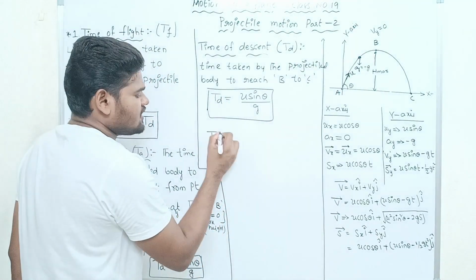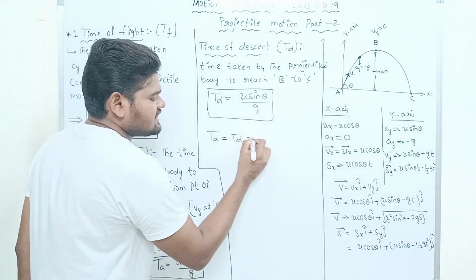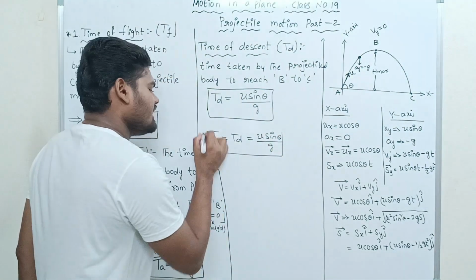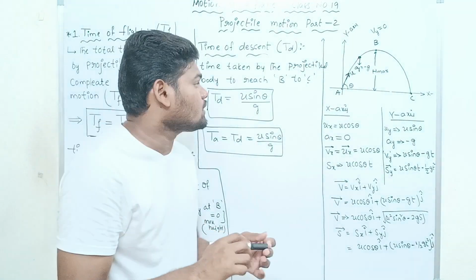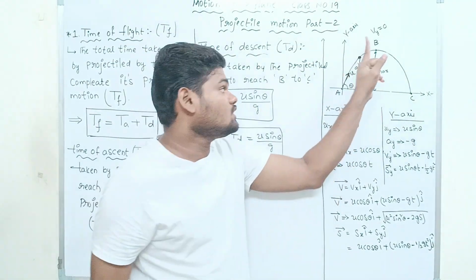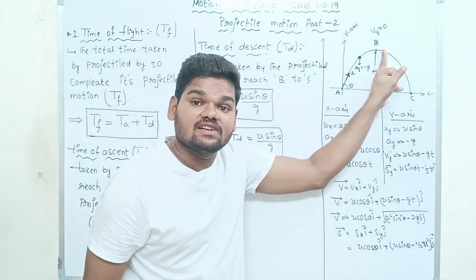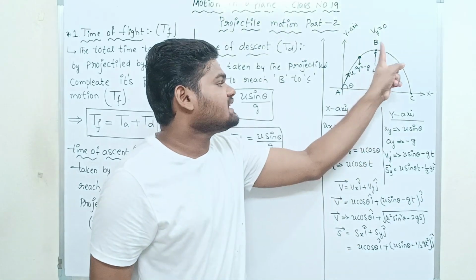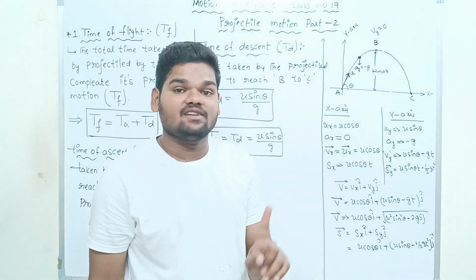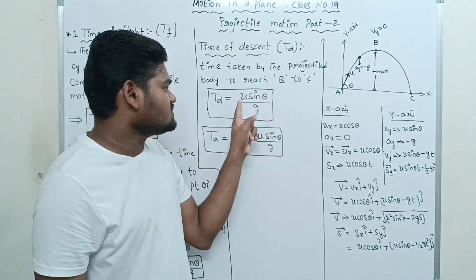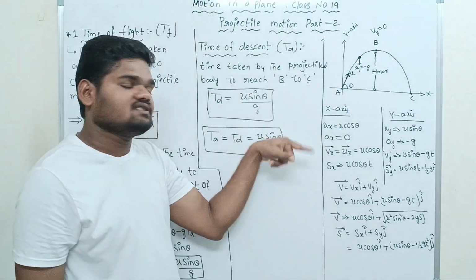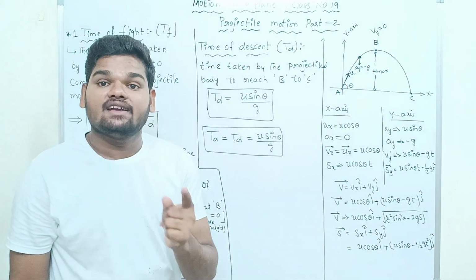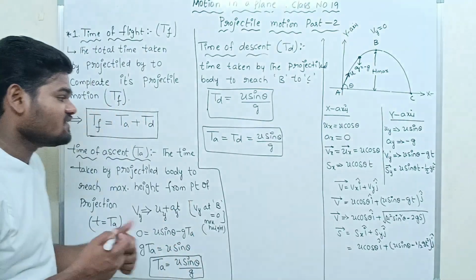That means time of ascent is equal to time of descent is equal to u sin theta by g. So the time taken by the object to reach from the point of projection to maximum height is the same time taken by the object to reach from maximum height to point C. A to B, u sin theta by g. B to C, same, u sin theta by g. Time of ascent and time of descent are both the same. Are you getting it?